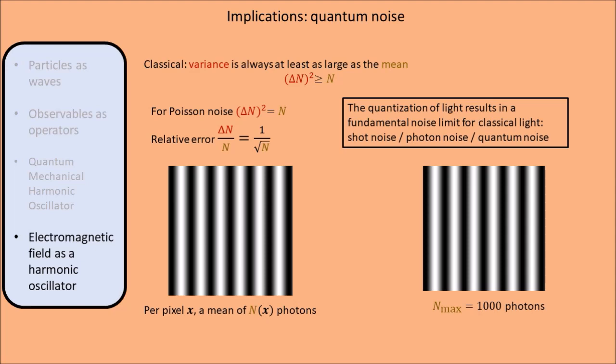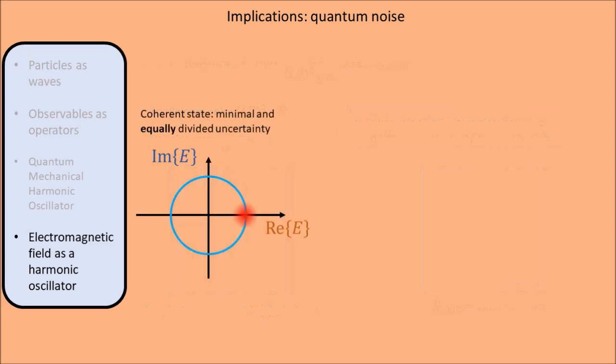However, we have seen that non-classical light can follow sub-Poissonian photon statistics with a lower variance, so can we beat this quantum noise limit using non-classical light? Recall that the electric field has some inherent uncertainty due to Heisenberg's uncertainty principle. A coherent state, which is a state that most resembles a classical state, has a minimal and equally distributed uncertainty. Now we want to decrease the uncertainty, but according to Heisenberg's uncertainty principle, if we want to decrease the uncertainty in one observable, we have to increase the uncertainty in another observable.